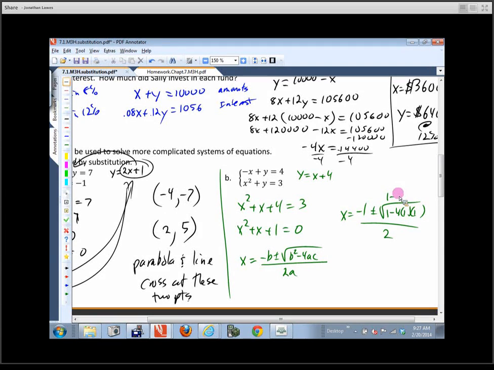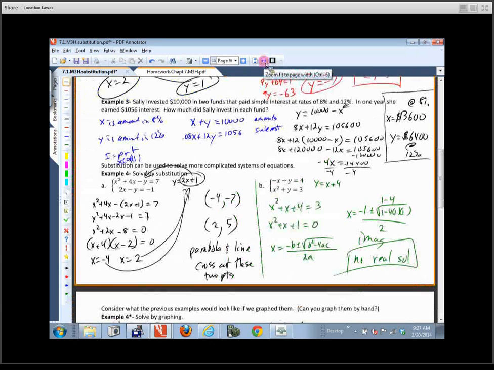Minus how much? And what's the problem here? Imaginary. So we say no real solutions. And since all the points on the xy plane are all real numbers, what does that mean about this parabola and this line? The parabola and the line do not cross. Okay? All right, any questions?